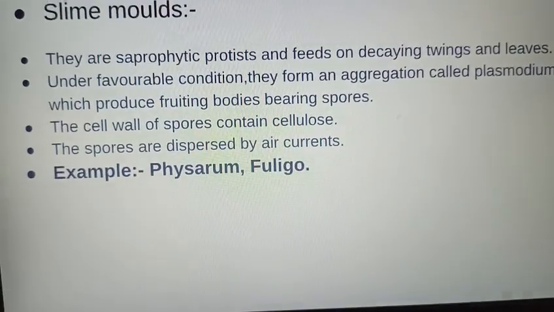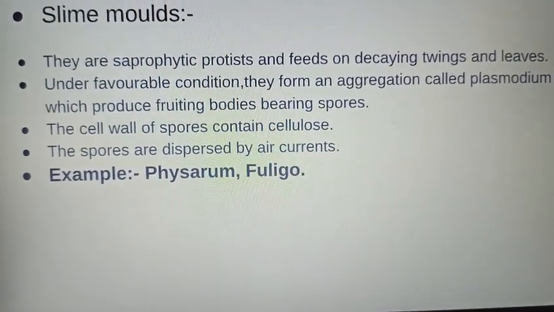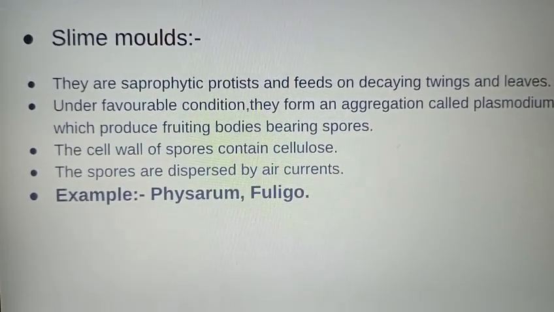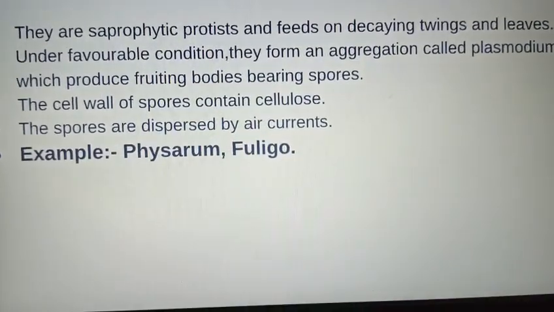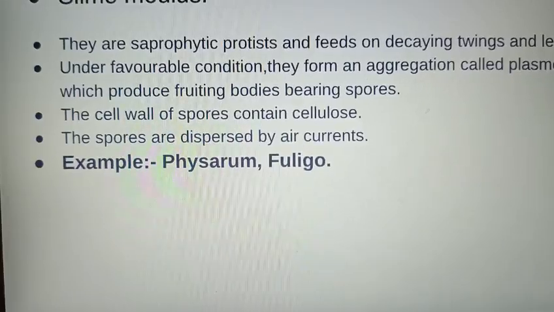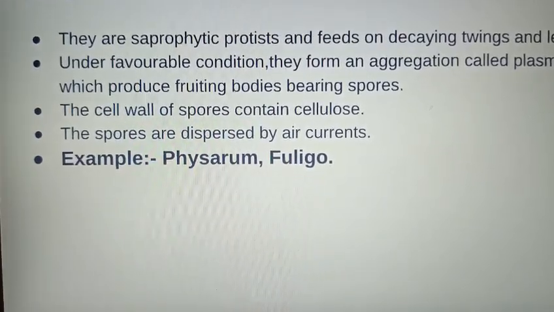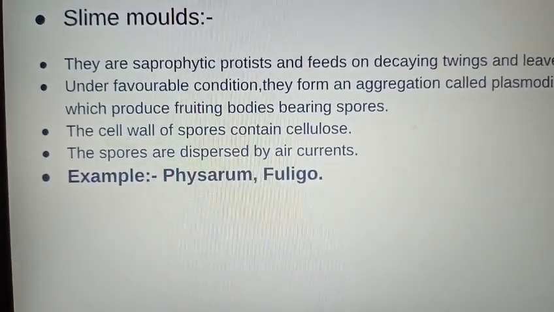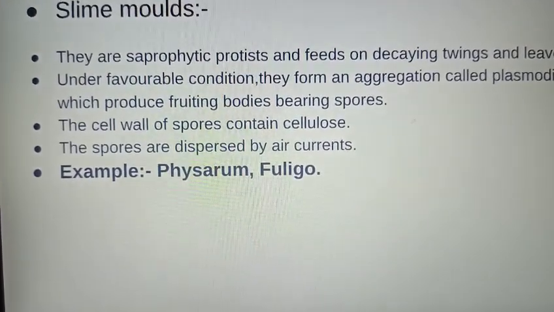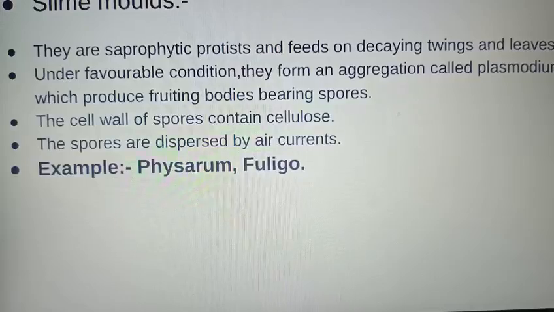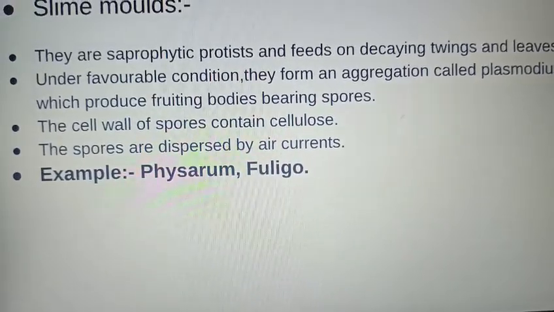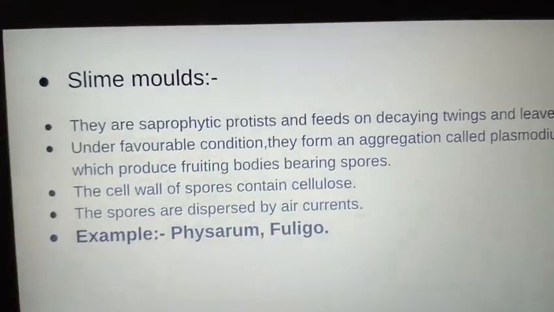Okay. Next point, the cell wall of spores contains cellulose. The cell wall of spores contains what? Cellulose. The spores are dispersed by air currents. In slime molds, the spores are dispersed by what? Air currents. There are two examples, Physarum and Fuligo. They are examples of slime molds.